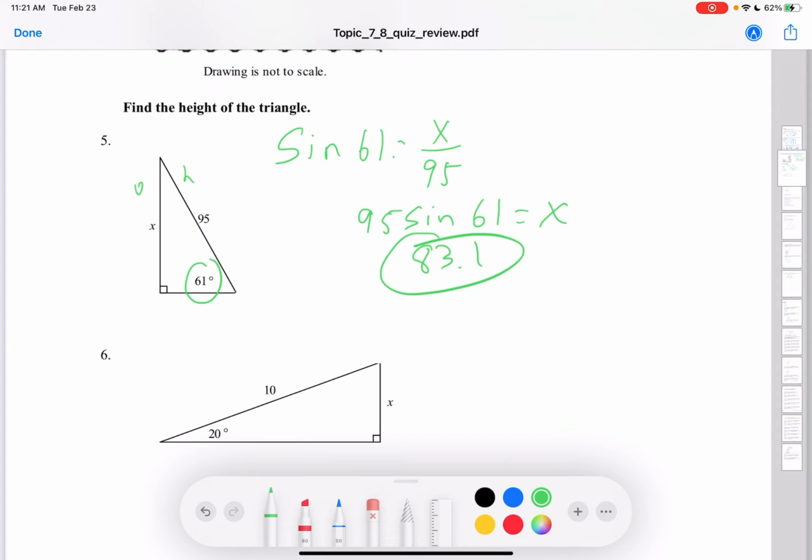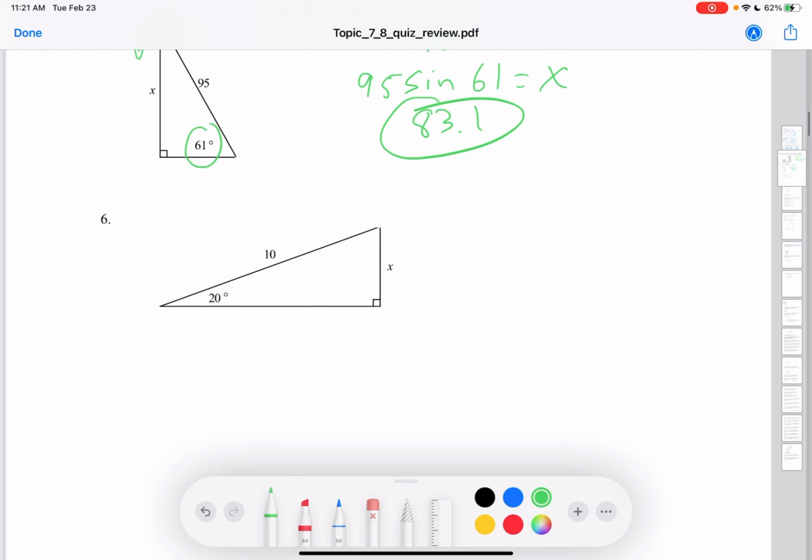Number 6. Opposite over hypotenuse again, so sine of 20 equals x over 10. Cross multiply, so 10 times the sine of 20.